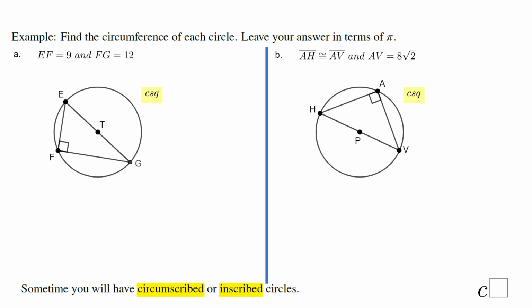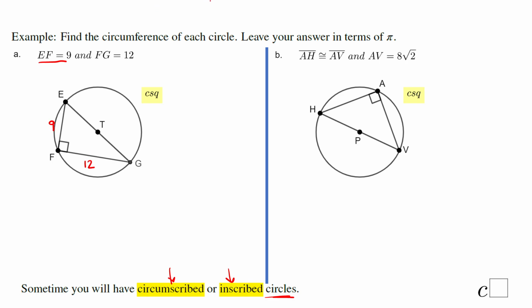Sometimes you're going to have what we call a circumscribed or inscribed circle, and this term can be used also about any other shape, like a circumscribed triangle or an inscribed triangle, for example. So what does it mean? Circum means go around. If you take a look, the problem we have here is about a circumscribed circle. And we have here EF equals 9, and FG equals 12.